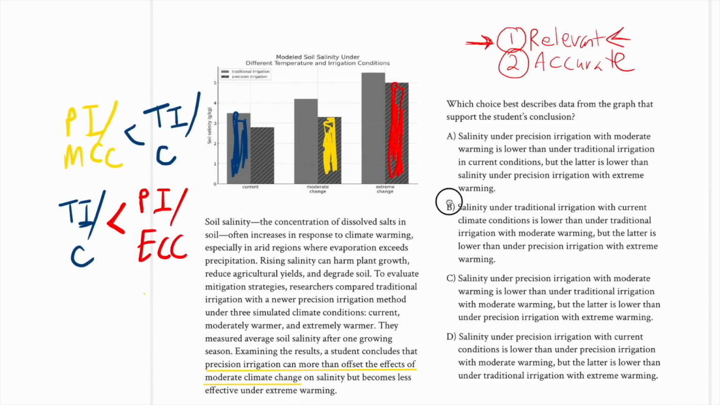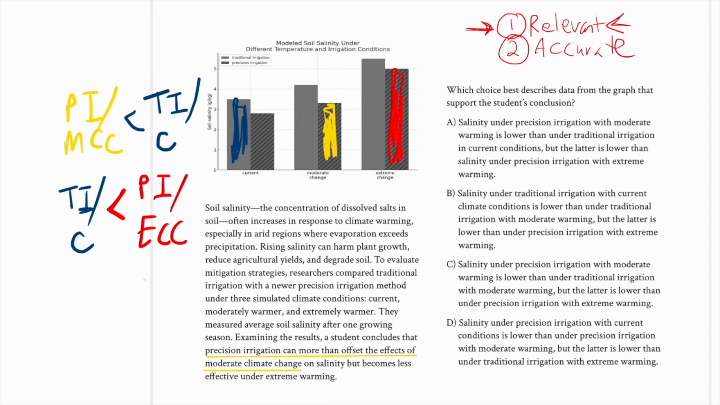And so let's look at the answer choices. So we'll go to the answer choices here and focus on the categories, the conditions that are being compared. And let's start with D and work our way upwards. So salinity under precision irrigation with current conditions. So we can already eliminate D. Why is that? Precision irrigation with current conditions, that's not one of our 3 categories here. So right away, even if that's accurate, it's not going to be relevant, so we can cross that out.